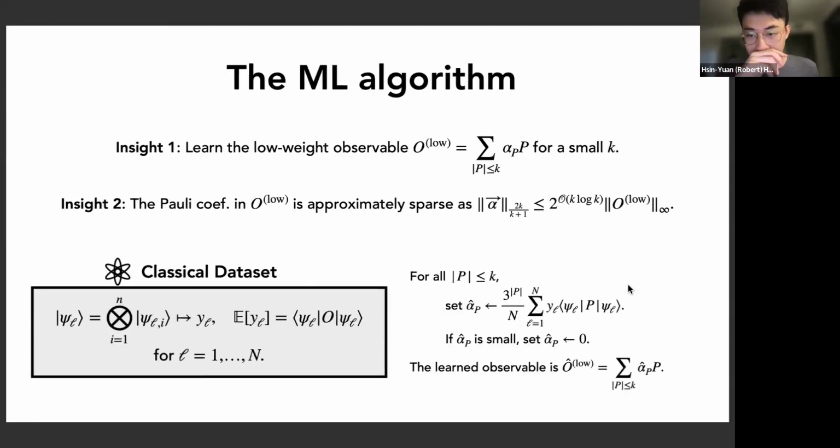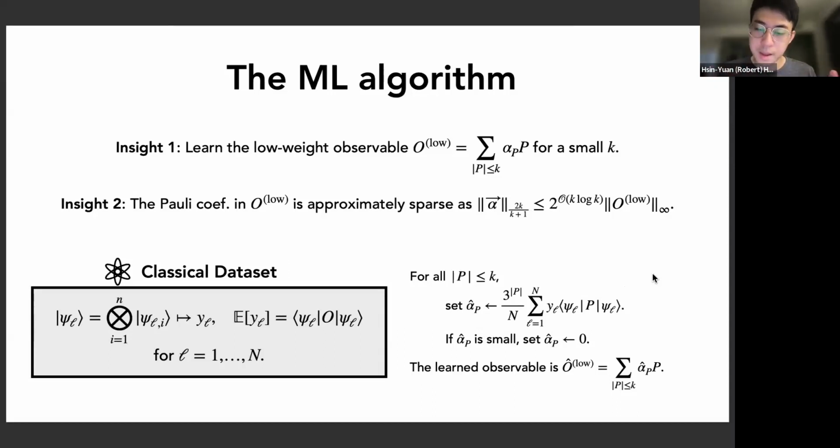So now together, the ML algorithm is the following. Actually, it's very, very simple. For each of the low-weight terms P, we just use the Fourier transformation identity to find an approximation for alpha P, called alpha P hat. Because when the vector is sparse, we know there's going to be a large number of coefficients that are very close to 0. For those, we can just set them to 0. So if we find that alpha P hat is quite small, we set it directly to 0.